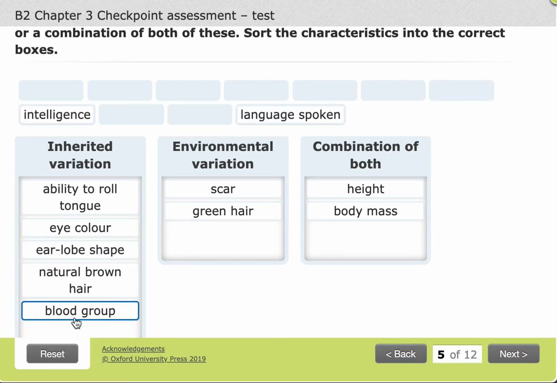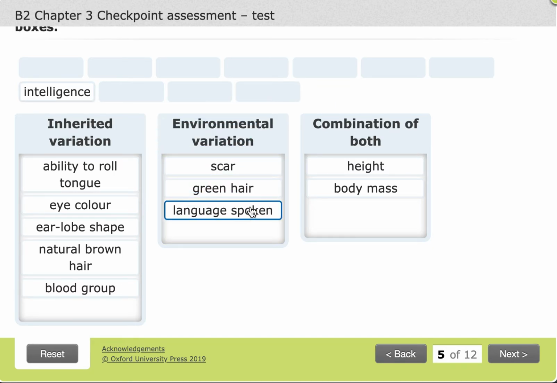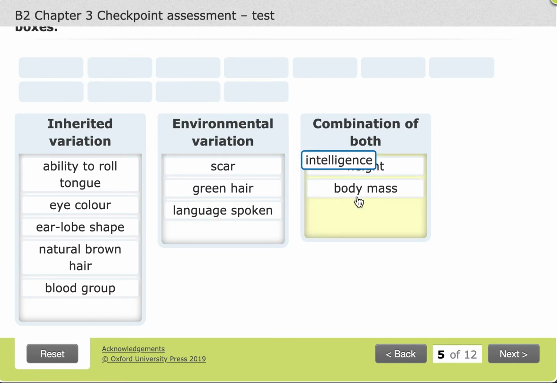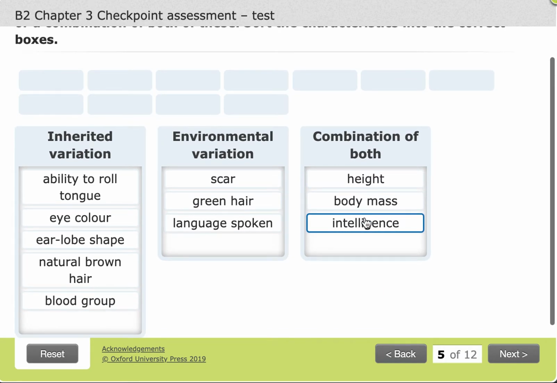Blood group is also inherited. However, the language that you speak is an environmental one. It depends on the environment that you're brought up in. Last one is intelligence, and that is also a combination. Again, there may be genetic combinations which allow you to be, inverted commas, cleverer than other people. However, it's also to do with your environment. For example, the school you go to, the books you read, and the kinds of conversations you're exposed to.